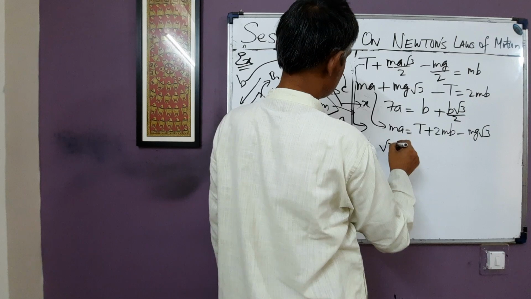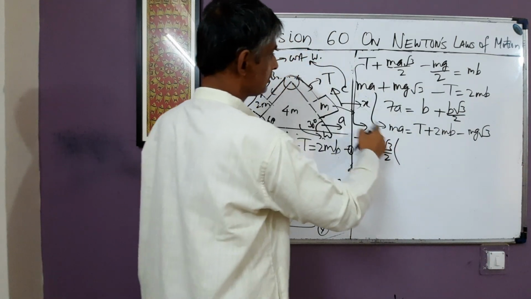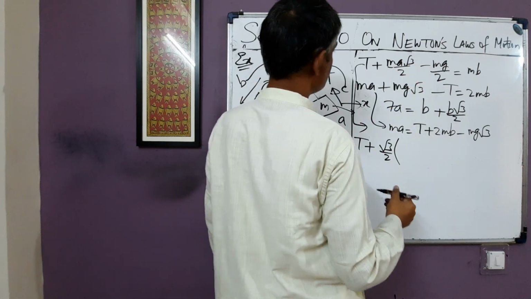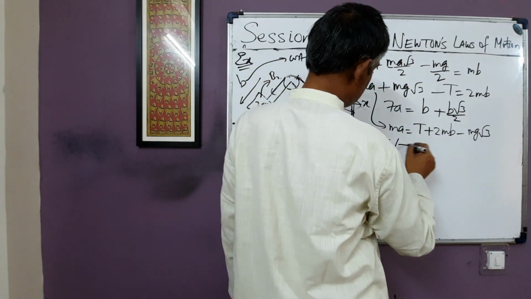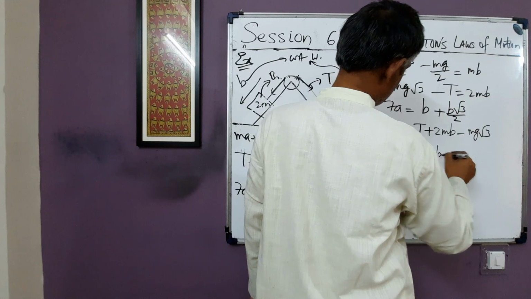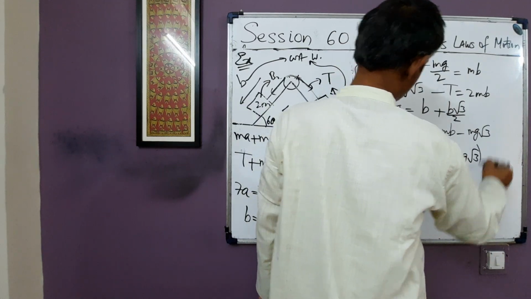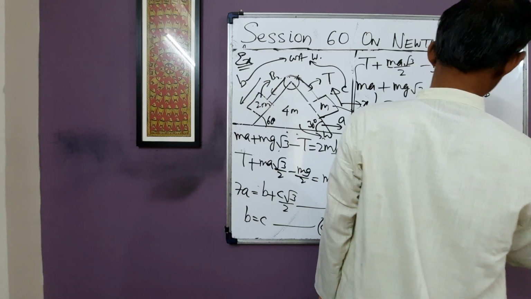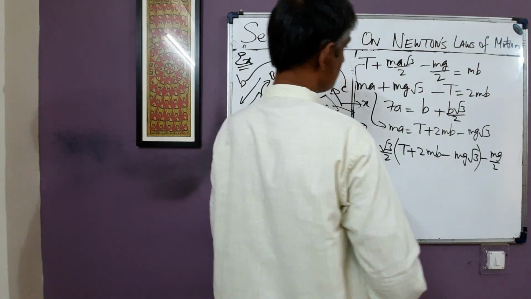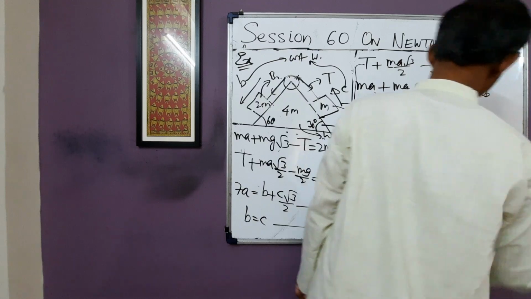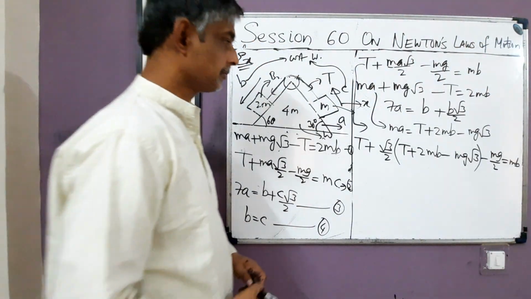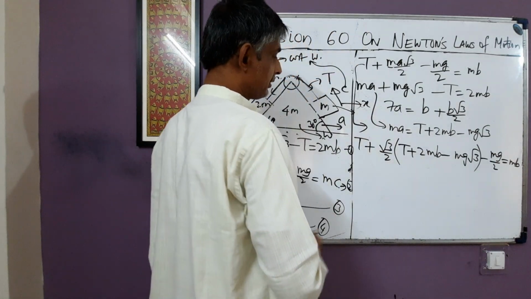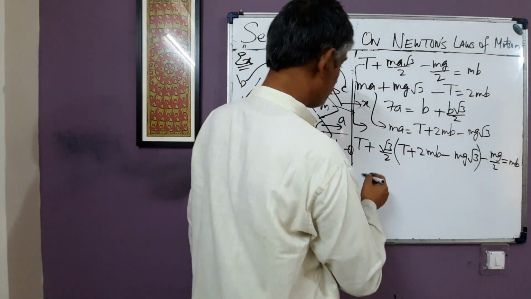T plus root 3 by 2 ma. This ma I have obtained: T plus 2mb minus mg root 3. I substitute it here. T plus root 3 by 2 ma becomes t plus ... minus mg root 3. Okay. Minus mg by 2. Alright, fine. That is just equal to mb. Now what do you get from this? Tell me. So it becomes how much?